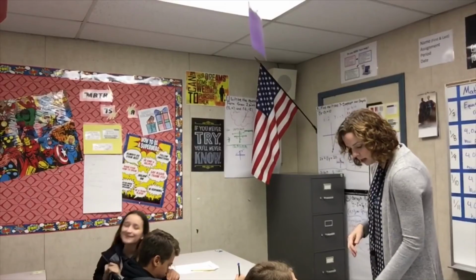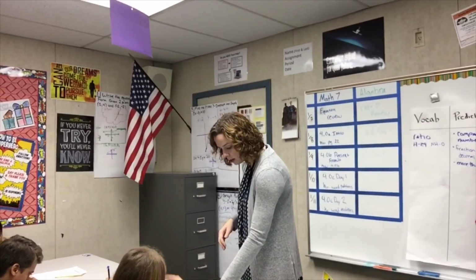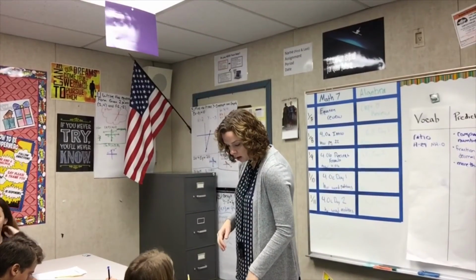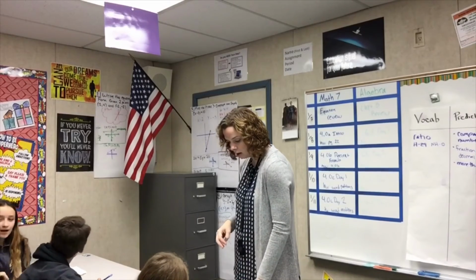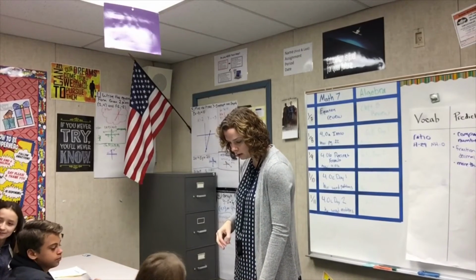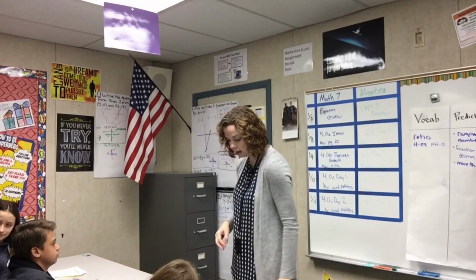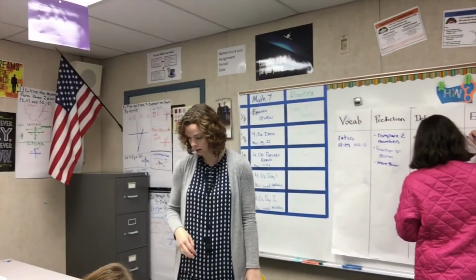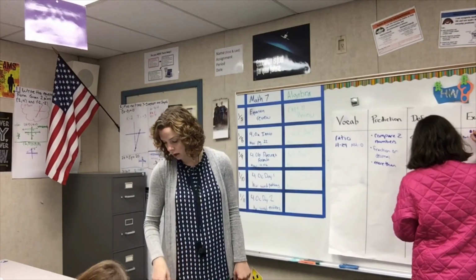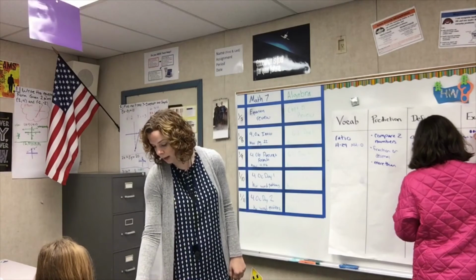Okay, so now that you have your picture, you have how many rectangles? 5. So 5 rectangles to what? And what's the other part? So how many ovals? 3. Okay, so write 5 to 3.